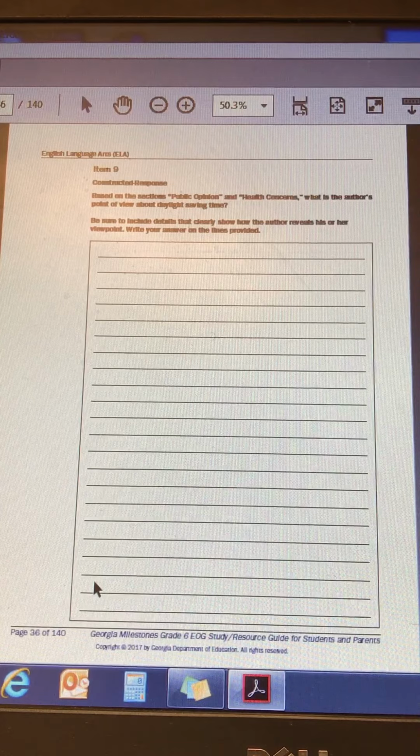Now take note, looking at number 9 right here, this is constructed response. So for those constructed response items for all ELA and math questions, you'll see a rubric in the back that explains and shows you what an exemplar or a great answer will look like, just to give you an idea of how it will be scored.